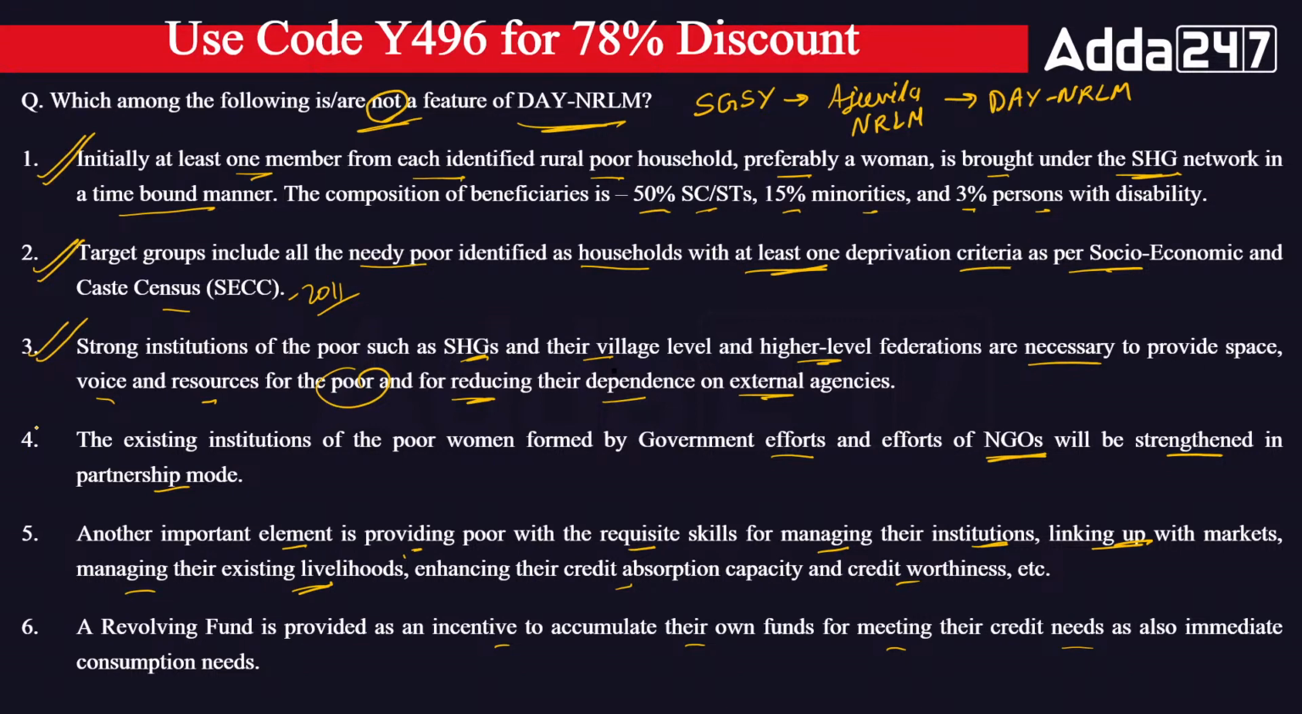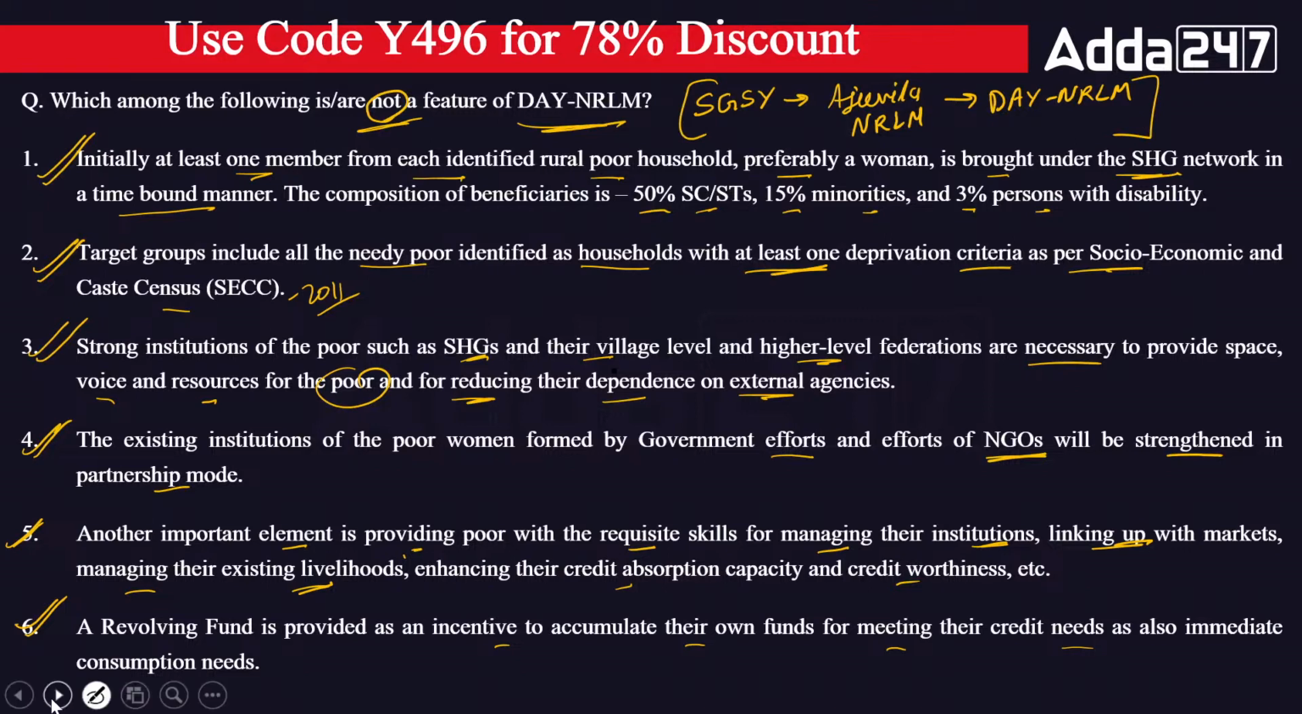Existing institutions of poor women formed by government effort will get the benefit of the NRLM, as it will help strengthen those existing startups and existing self-help groups also. Apart from that, it also provides skill training for managing their institutions. It will link up with the markets and a revolving fund will also be available. It means all are features of the NRLM. So this single question is defining the whole scheme of NRLM, and do remember this is how the name of the NRLM has been changed.